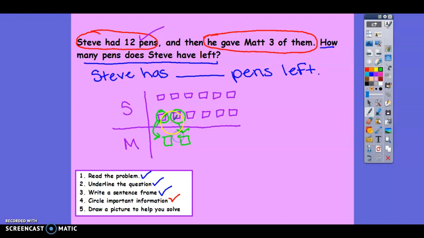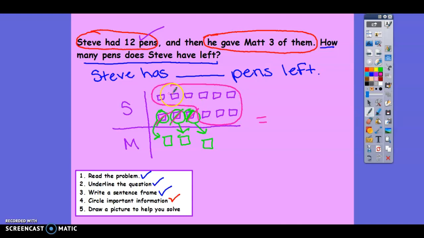Then he took this one. That's 2. So then Steve doesn't have that one anymore. And then this third one and gave it to Matt. So that's 3. And we'll cross this out in a different color too. So now Steve doesn't have those 3 pens anymore. Matt has them. So we've got this information, but what does this really show us? So remember my question said, how many pens does Steve have left? Well, if I know Steve gave Matt 3 of them, I had to mark 3 of Steve's out. So that shows me what he still has after he gave Matt some of his pens.